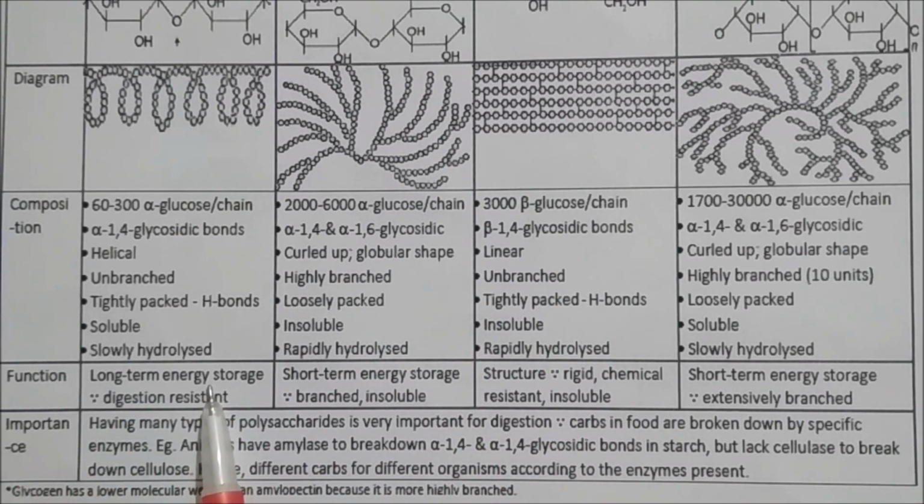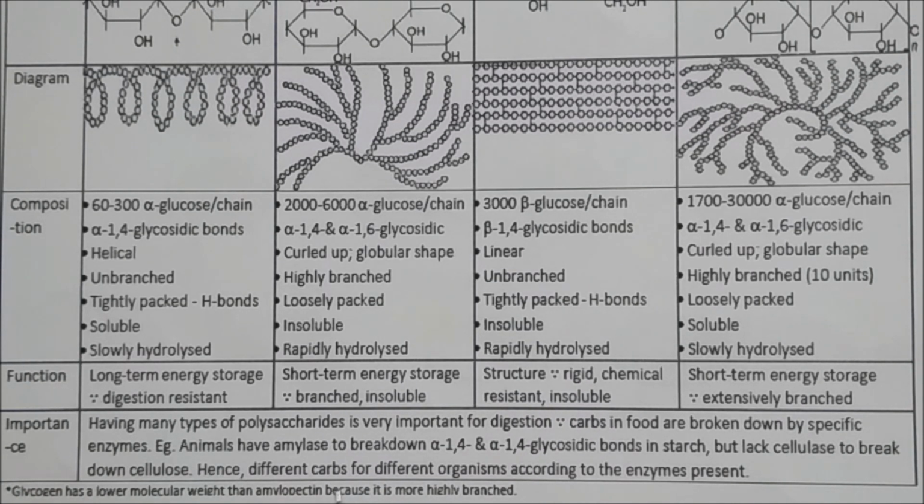Long-term energy storage: this is your starch. Glycogen is again short-term. Structure wise, cellulose is rigid, chemically resistant, and insoluble. This is short-term energy storage. Now, importance: polysaccharides are important for digestion. Carbs in foods are broken down by specific enzymes. For example, animals have amylase to break down alpha 1,4 glycosidic linkages in starch, but they lack the cellulase enzyme to break down cellulose. So different carbs are used by different organisms according to the enzymes present.